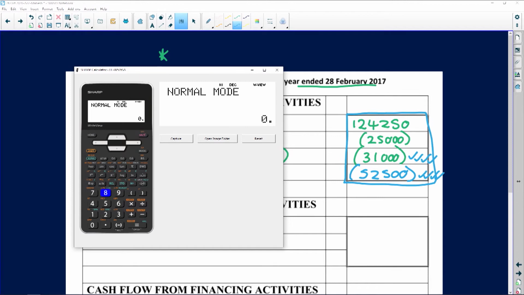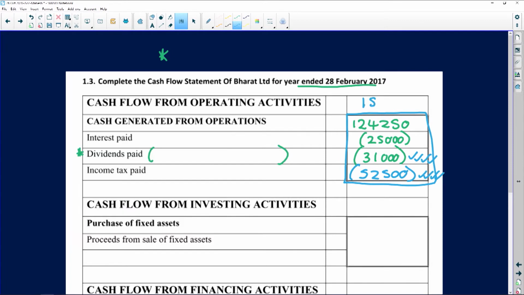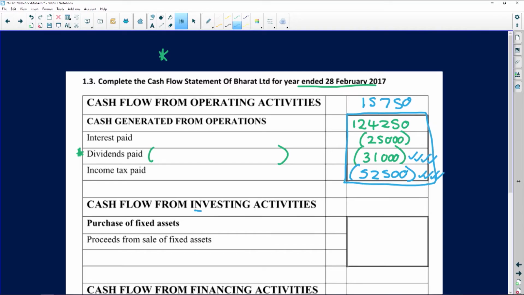So I'm starting off with 124,250. Okay, let's just do that one more time. And then minus 25,000. Okay, minus an amount of 31,000. Okay, and then finally minus 52,500, and we should end up with an amount of 15,750. That's correct. So 15,750. So we're now moving on to cash flow from investing activities.